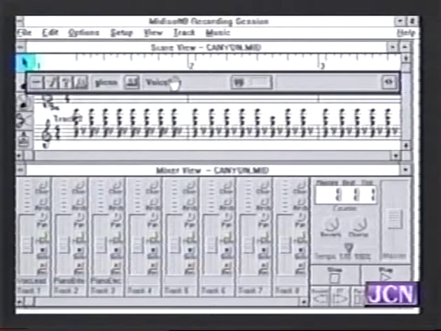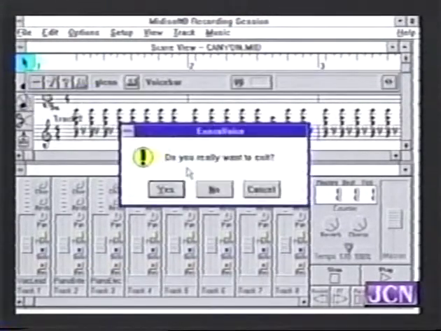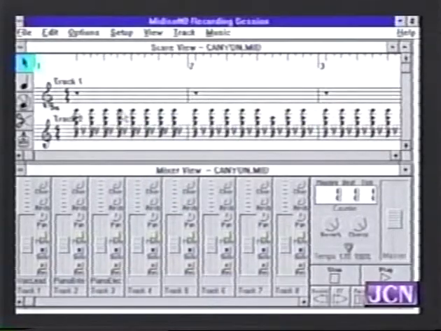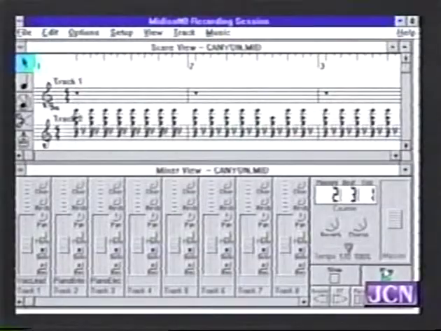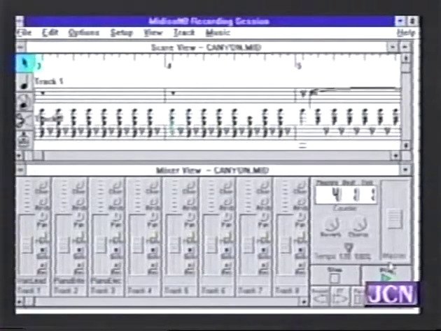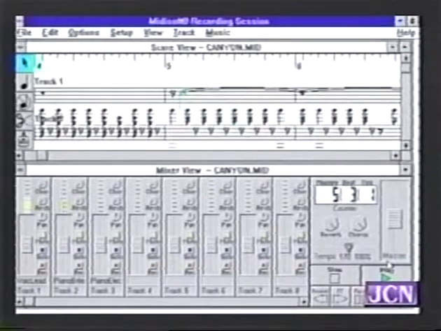Yes, I do really want to exit. This is a very complicated piece, which is called Canyon, which was put together as a 3-track music piece. We'll play it and listen to see what it sounds like. It's the news theme. And now back to the news.